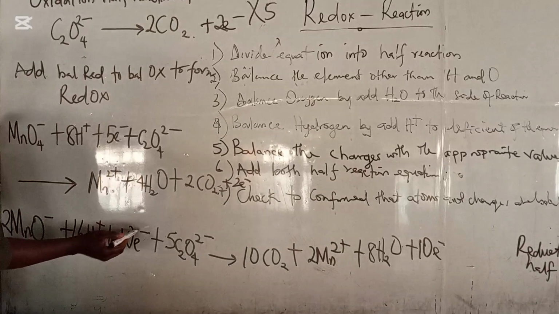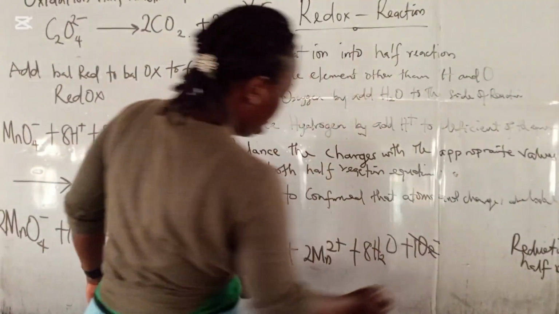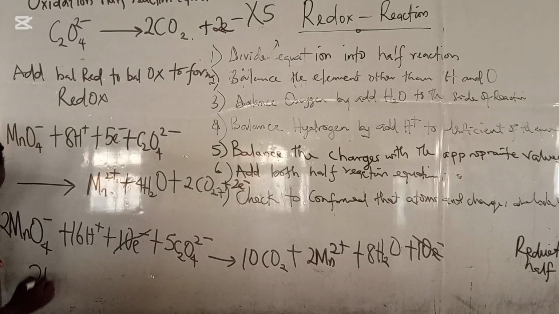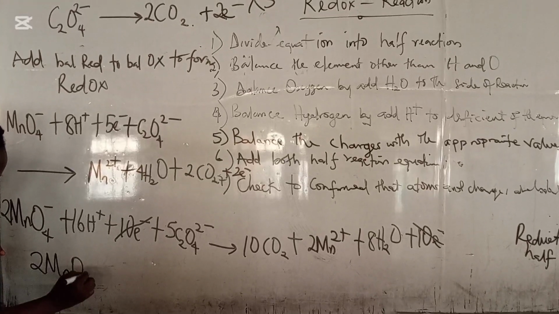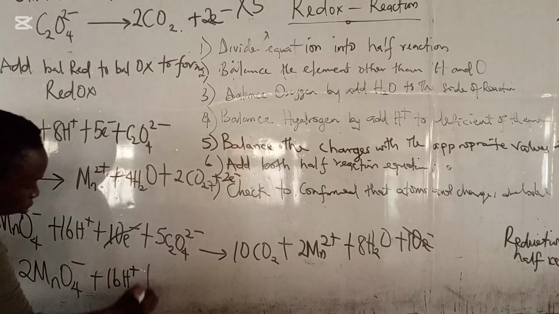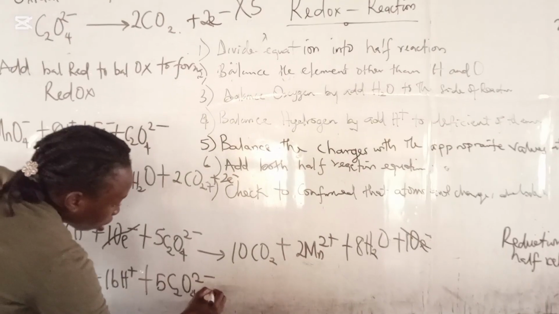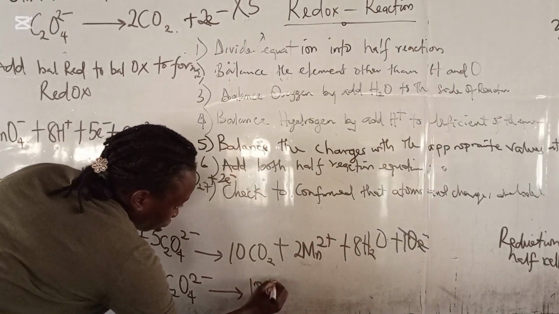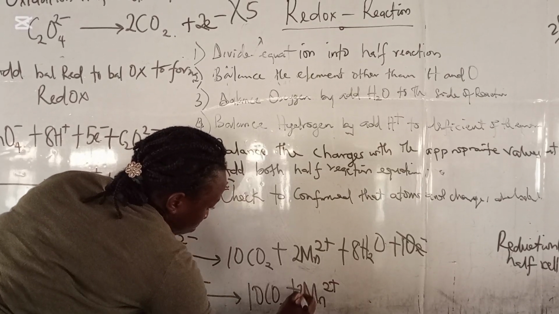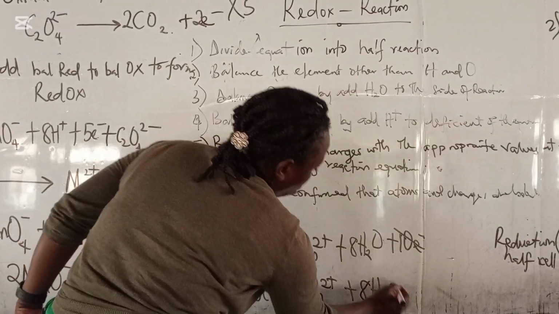What are the like terms here? 10e minus will cancel out 10e minus. And you are left with 2 MnO4 minus plus 16H plus plus 5 C2O4 2 minus to give us 10 CO2 plus 2 Mn2 plus plus 8 molecules of water.